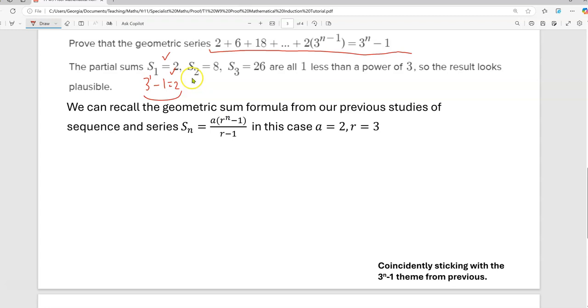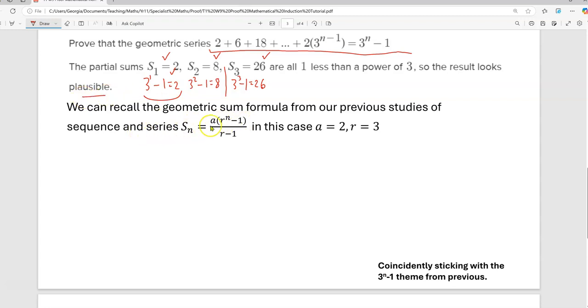If we have a look at the next one, that's adding 2 plus 6. Let's pop that into the formula. That's 3 to the power of 2 minus 1. That's going to be equal to 9 minus 1, which is 8. That matches that. And then if we keep on going, the first 3 terms add up to 26 just by looking at the geometric series here. If we just apply the formula, that's 3 to the power of 3 minus 1, and that does equal 26. So it's looking pretty good.